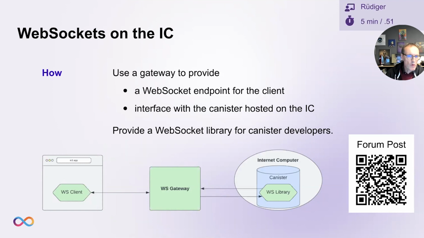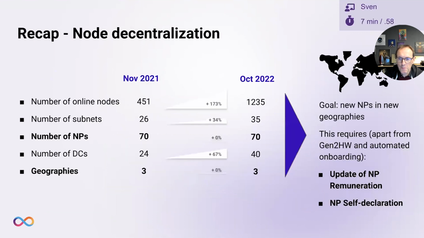Last time you spoke about how the Internet Computer needs more node providers, also just more node providers by the numbers, but also more node providers in different geographies. Sven has the update on this for us. Please, Sven. Yes, thank you, Jan.